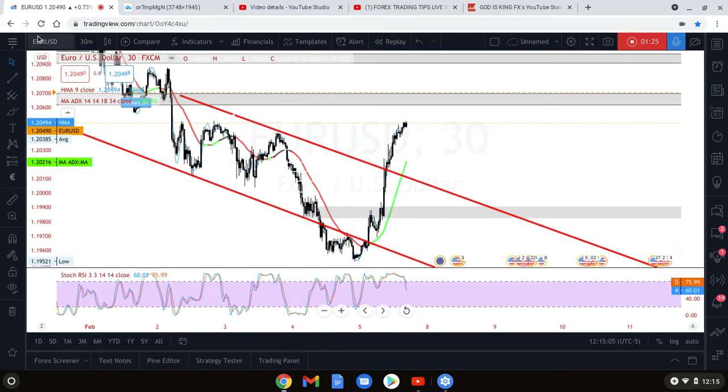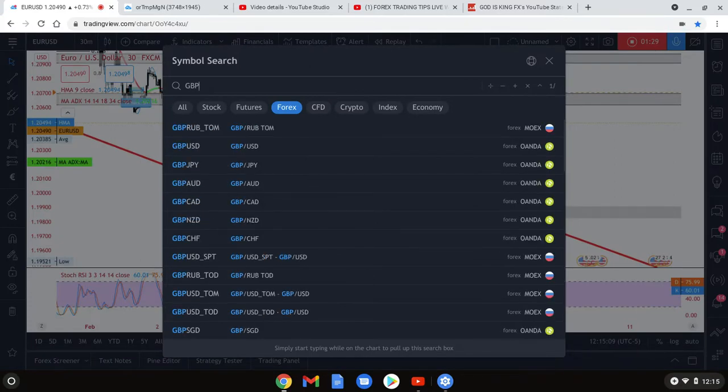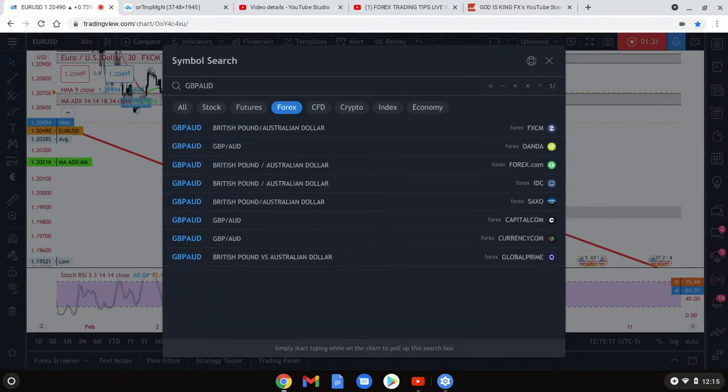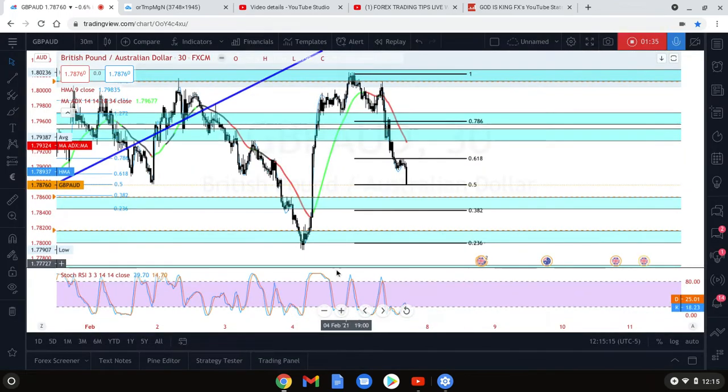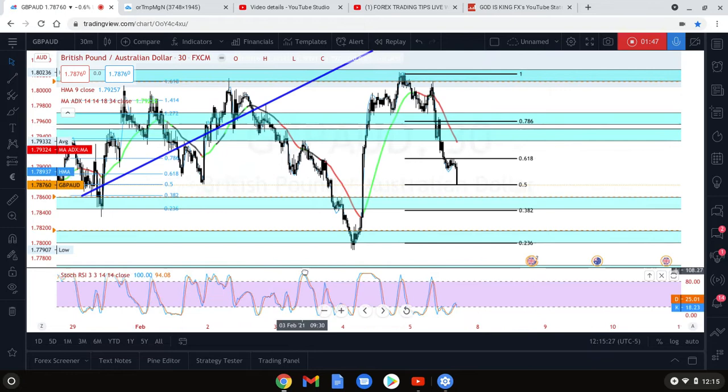So let's look at GBP AUD. GBP AUD is a very interesting pair, but I know that it usually just goes up and most of the time it consolidates just a little bit. You can see that in the RSI, like I said, it goes up, then comes down. So it's a more consistent pair. It's a very, very consistent pair.